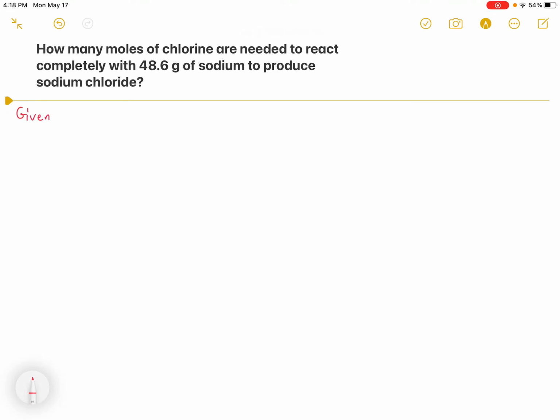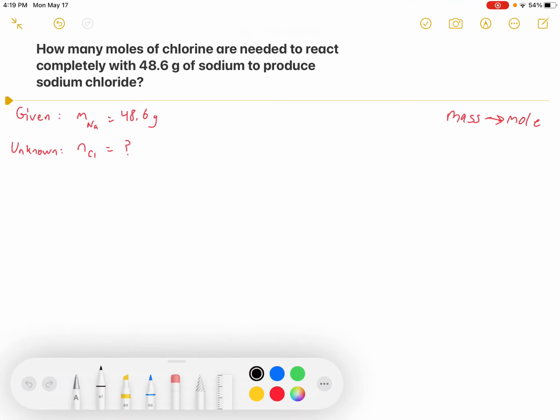So we are given the mass of sodium, which is 48.6 grams, and our unknown is the moles of chlorine that we need to enter into this reaction. Because we start with a mass and we're being asked for moles, that's how we can identify that this is a mass to mole problem. And all mass to mole problems are going to be solved in the same way.